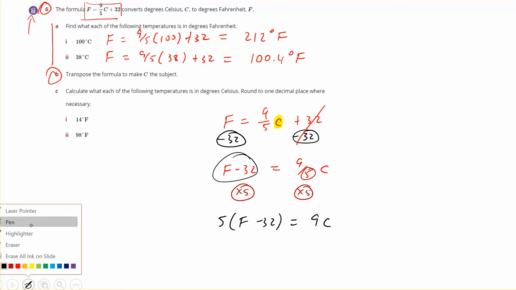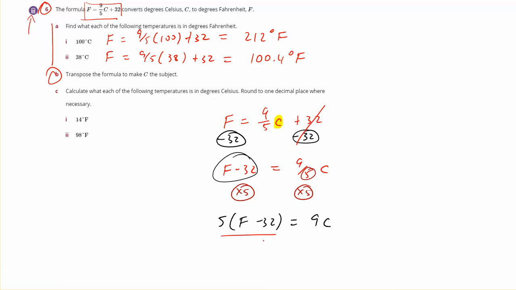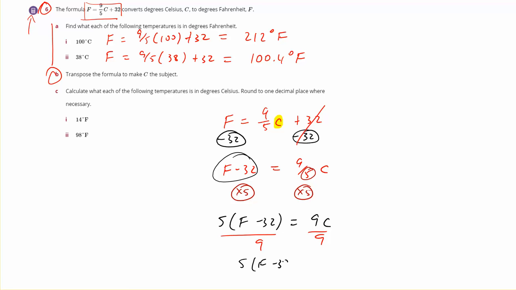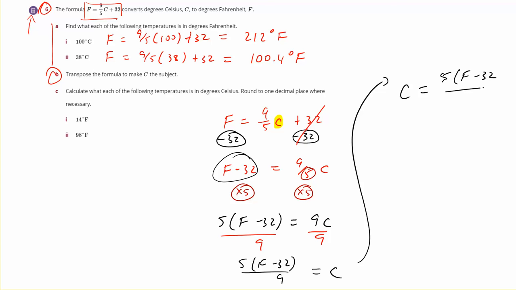Now, how do I get rid of the 9? I just divide both sides by 9. So you get 5 times (F minus 32) over 9 equals C. If you rewrite that as C on the left-hand side, that's C equals 5(F minus 32) over 9. As you can see, we've got a formula that converts Fahrenheit back to degrees Celsius.